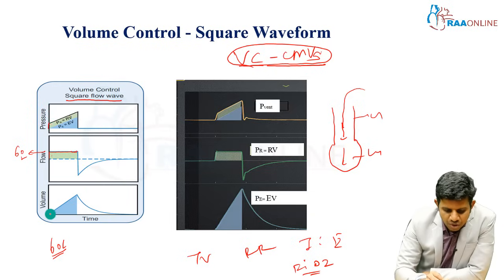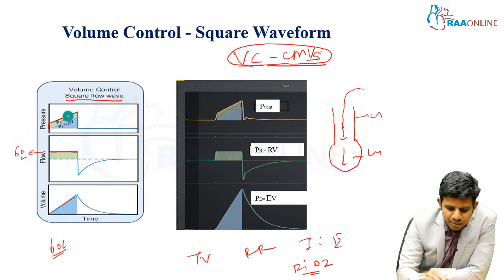Once the alveoli start filling, the volume starts increasing, and my pressure also starts increasing. Here the pressure is contributed by both. Because there is a continuous flow, the resistive pressure will be there, and as the alveoli fill they give some elastic pressure. At the end of inspiration, the peak pressure is a contribution of both the resistive pressure and the elastic pressure.